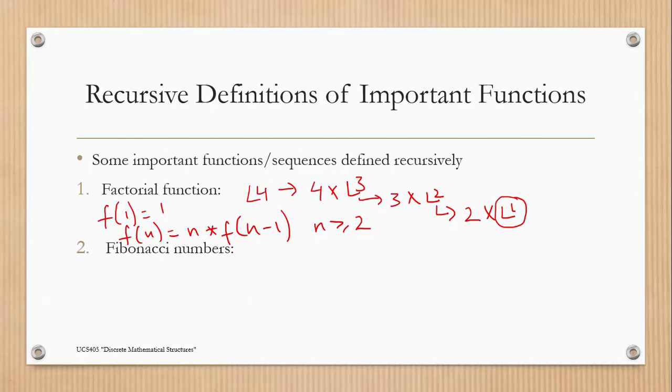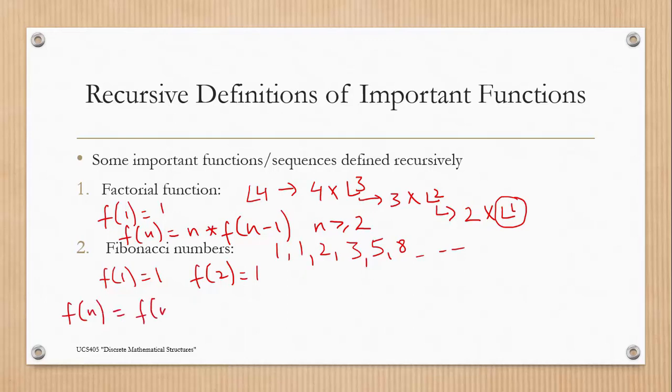Second, Fibonacci numbers. We know that the Fibonacci series is 1, 1, 2, 3, 5, 8, and so on. That is, the nth term is equal to the sum of the two previous terms. So in this case, we will have two values in the base case. That is, f of 1 is 1 and f of 2 is also 1. Now f of n will be equal to f of n minus 1 plus f of n minus 2 for all n greater than or equal to 3.